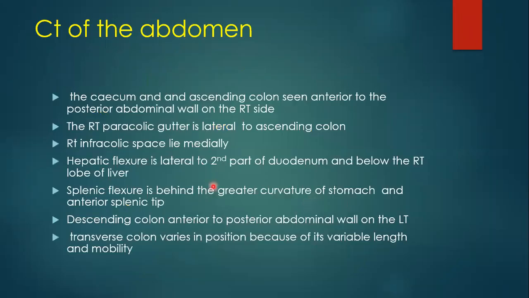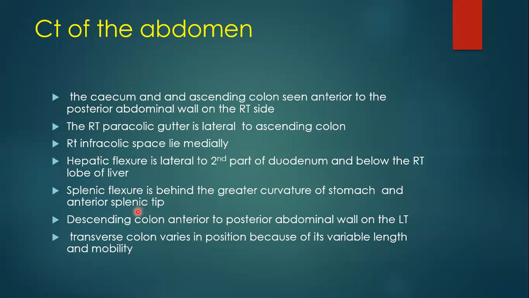CT of the abdomen. The cecum and ascending colon are seen anterior to the posterior abdominal wall on the right side. The right paracolic gutter is lateral to the ascending colon. The right infracolic space lies medially. The hepatic flexure is lateral to the second part of the duodenum and below the right lobe of the liver. The splenic flexure is behind the greater curvature of the stomach and the anterior splenic tip.